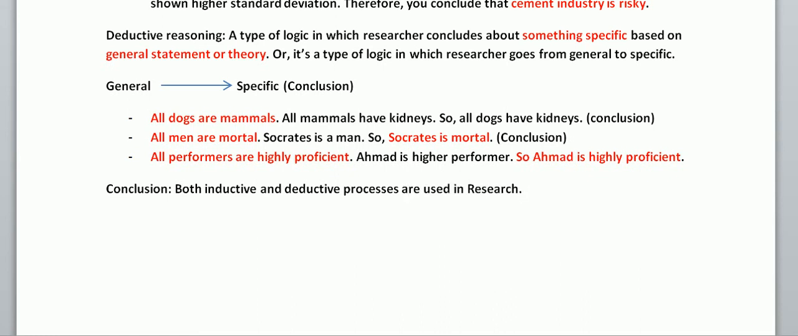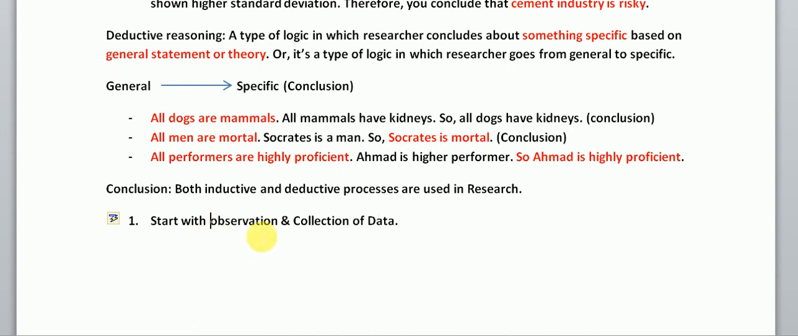For example, if you try to conduct research with the process of inductive reasoning, it means there will generally be 3 steps you have to go through. Number 1, you have to start with observation and collection of data.